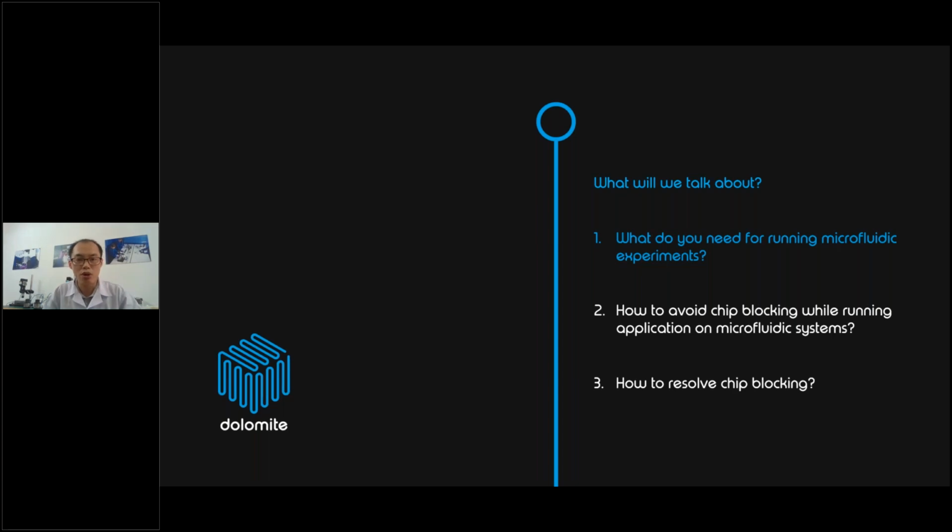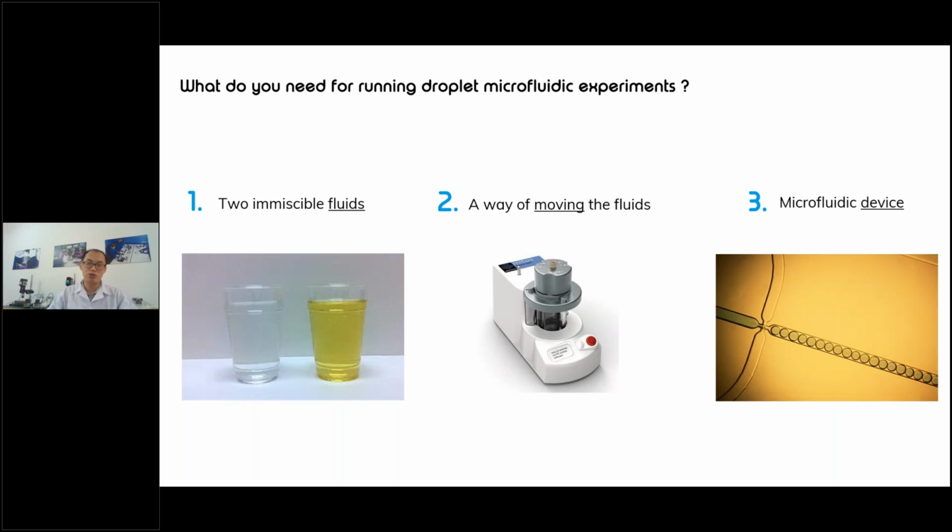So today, what we talk about will include what we need for running a microfluidic experiment again, how to avoid chip blocking while running applications on microfluidic systems, and finally, how to resolve the chip if chip blocking happens. So first, let me remind you about the concept of microfluidics. We will need three main things for running an experiment with microfluidics.